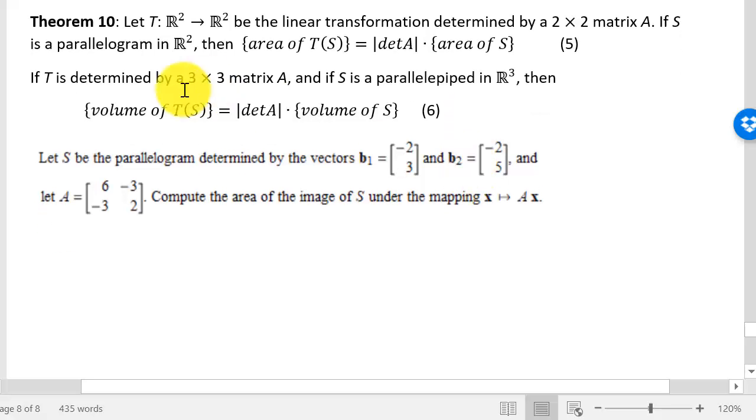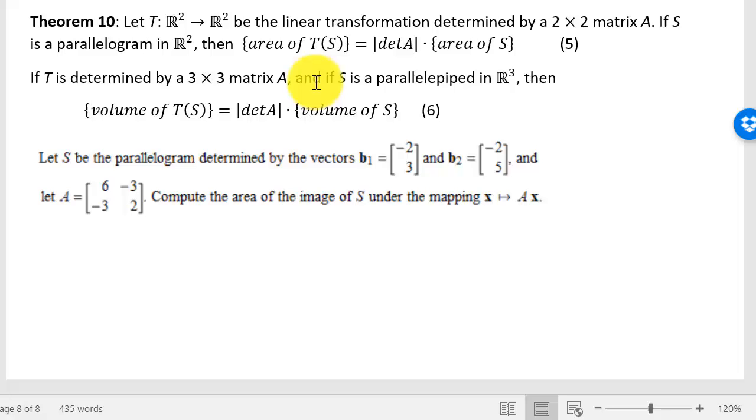All right, one more idea to cover here, and it's sitting in Theorem 10, and it says that for the linear transformation determined by a 2 by 2 matrix, if you send a couple of vectors from one space to the other space through a linear transformation, then the area of the transformed vectors is going to be the area of the original vectors times the determinant of A. And so this also works for parallelepipeds in 3 dimensions. So let's take a closer look to see what that means.